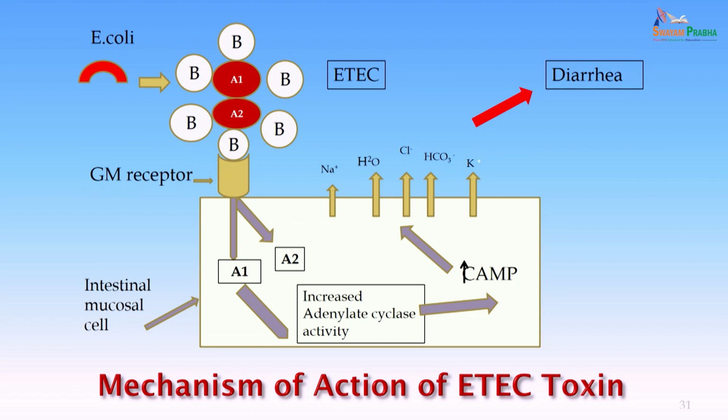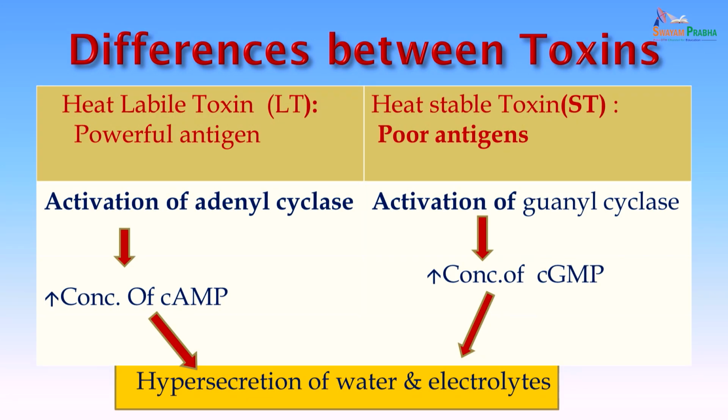This increase in cyclic AMP results in an outpouring of sodium, water, chlorides, bicarbonates and potassium into the lumen, resulting in diarrhea. So, this is the mechanism of action of the enterotoxigenic E. coli.